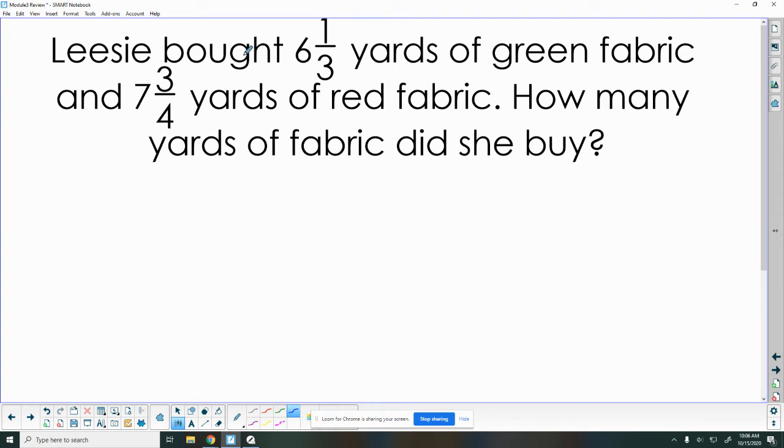Lacey bought 6 1/3 yards of green fabric and 7 3/4 yards of red fabric.